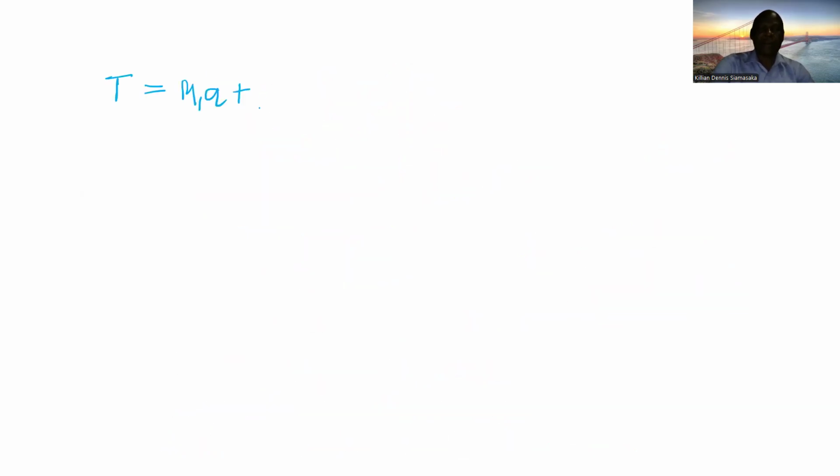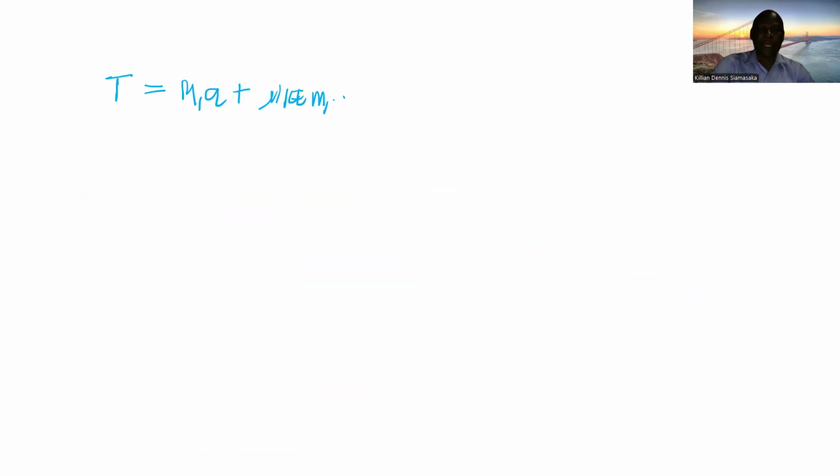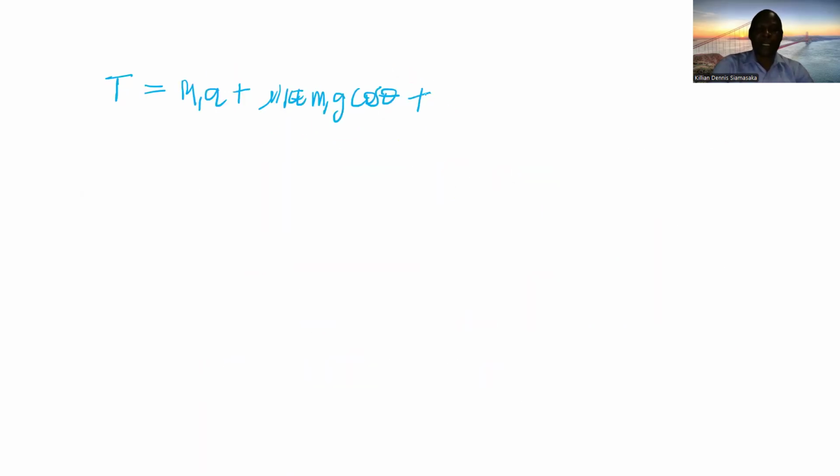So we're going to have coefficient of kinetic friction, mass 1 g cos theta, and then you will take the other thing to our side also to be plus m1 g sin theta. So this is our equation number 1, showing that this is the tension.